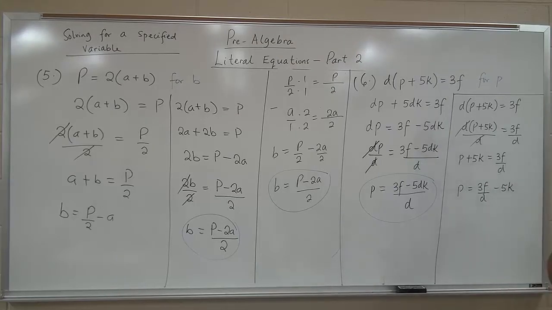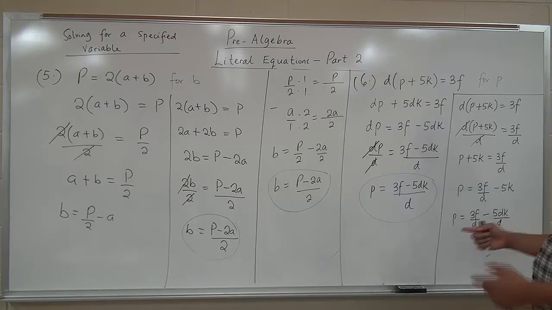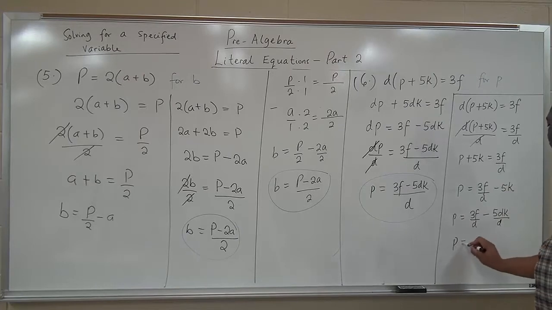LCD is going to be d. So p will be 3f divided by d minus 5dk divided by d. Then this is fractions, I did it by fractions. So p will now be 3f minus 5dk all over d. The same answer.